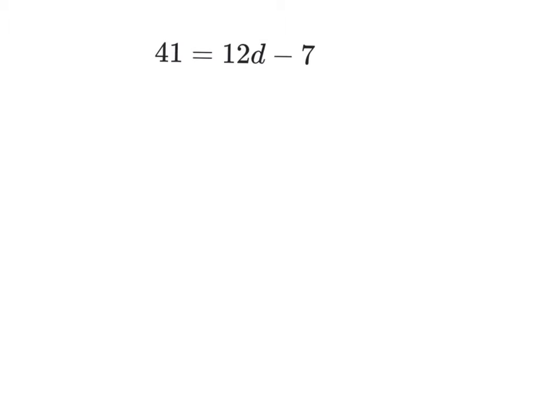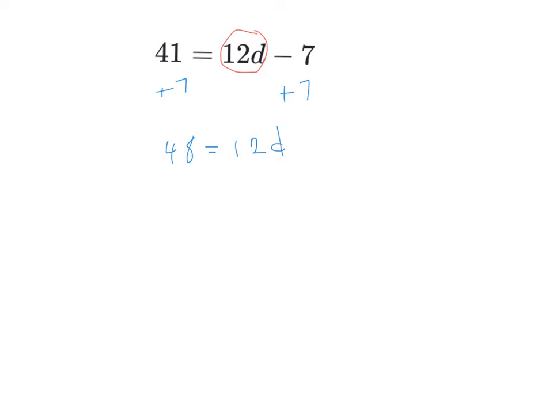First thing, step 1, circle your term with the variable. Then add or subtract to get the variable by itself. So in this case, it's a negative 7. I'm going to do the inverse, which is adding 7. I'm going to add 7 to both sides. I get 48 is equal to 12d.